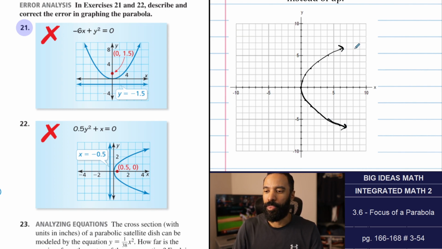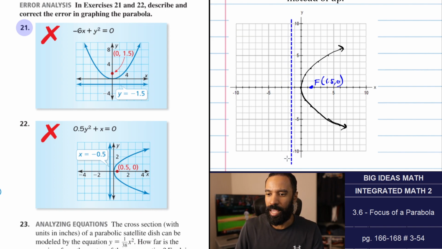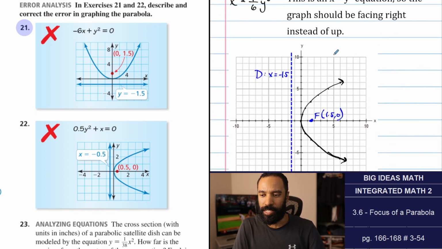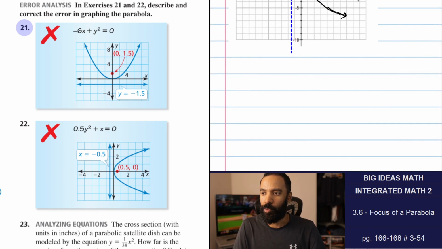Okay, the 1.5 would have been the focus, so (1.5, 0). And then the directrix is going to be at x equals negative 1.5, like that. Directrix x equals negative 1.5. Okay, that's correcting that error on number 21. Number 22.